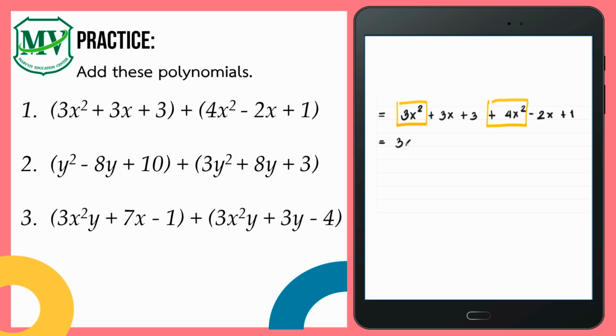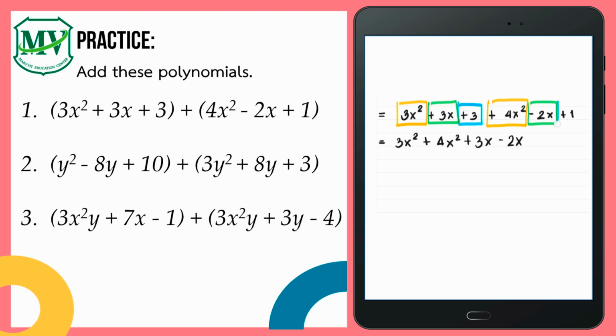Another like terms are positive 3x and negative 2x. Why? Because x is their variable and they are both raised to the power of 1. And for the constants, we have positive 3 and positive 1.